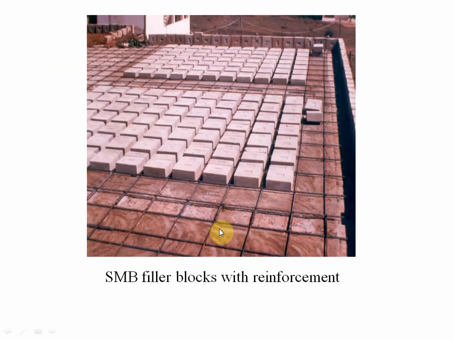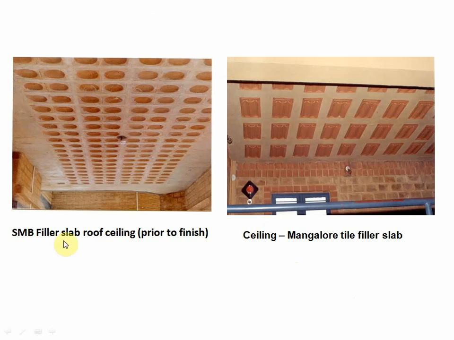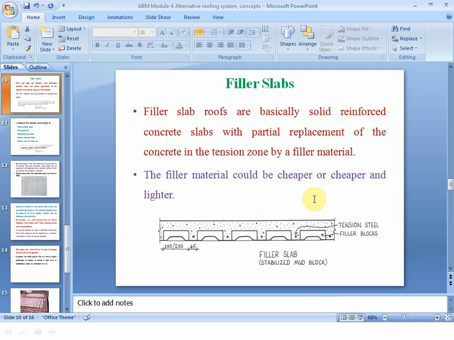Here you can see the SMB filler blocks with the reinforcement. These are the SMB filler blocks. You can see here the pin between the reinforcement is also provided. This is the under construction picture. Here you can see the SMB filler slab prior to finish, that is just before finishing. This is the ceiling of a Mangalore tile filler slab. You can see here Mangalore tiles used. So this is about filler slabs.